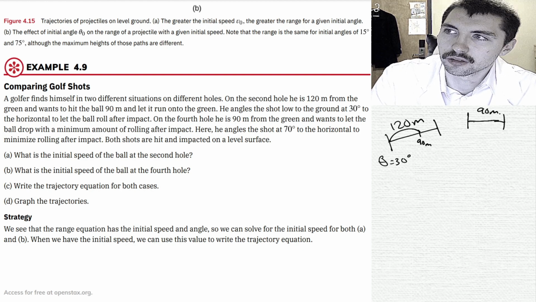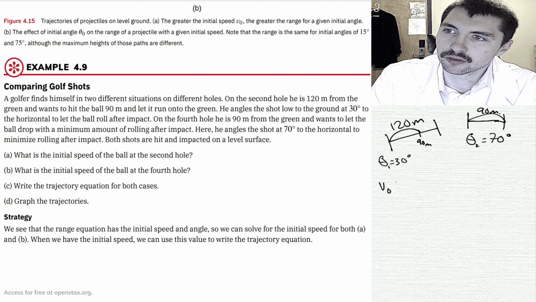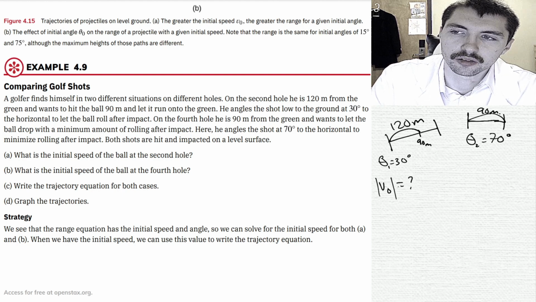Okay, so he wants a higher apex. So he's going to do theta. Let's do 70 degrees. Okay. So we want to find V naught, or the absolute value of V naught.